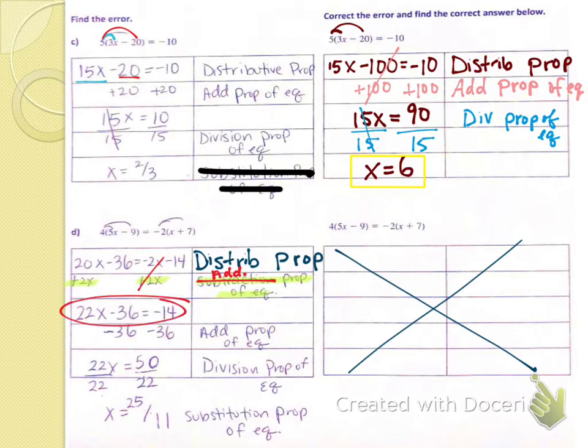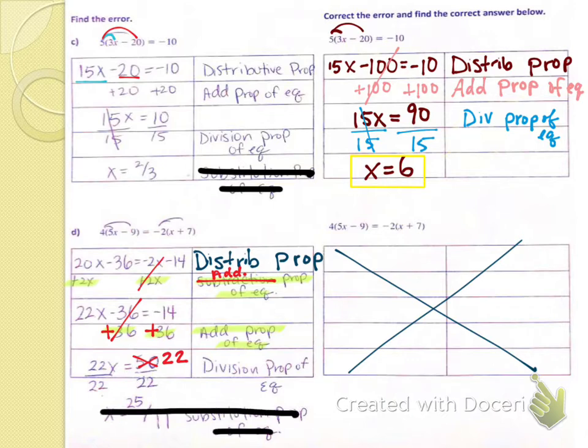So then they got down to here. We got 22x minus 36 equals negative 14. They subtracted 36 on both sides and then wrote add prop of EQ. So which one should we be doing? We should be adding to get rid of that 36. All right, so then what is minus 14 plus 36? 22. It is 22. Let's go ahead and correct that. It should not be a 50. It should be a 22. Then if you just want to cross out everything that's under it, x equals 1.